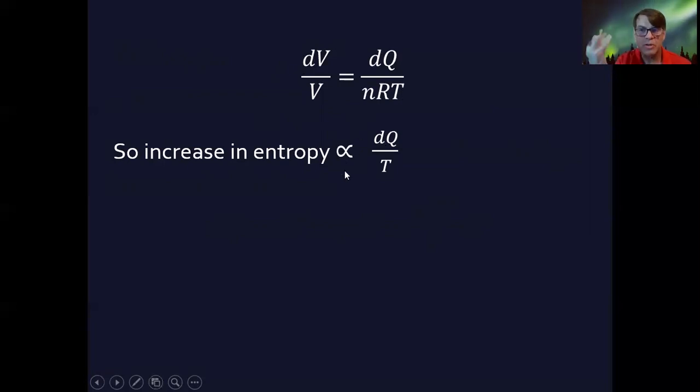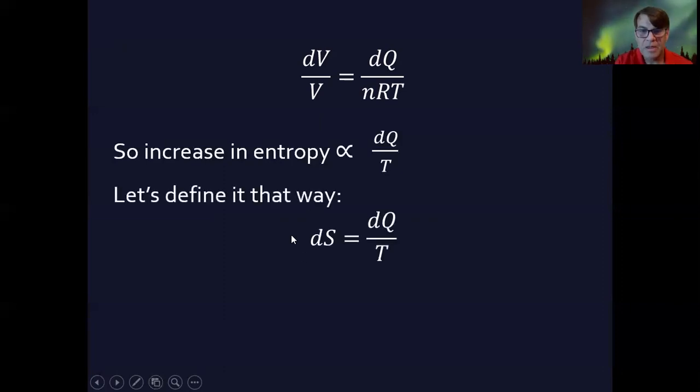And so here's what Clausius says to himself: Hey, Clausius, why don't I just define entropy, the infinitesimal change in entropy, as the infinitesimal change in heat divided by temperature? And voila, we have a way to quantify entropy.